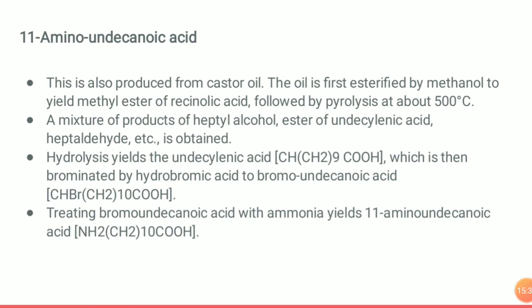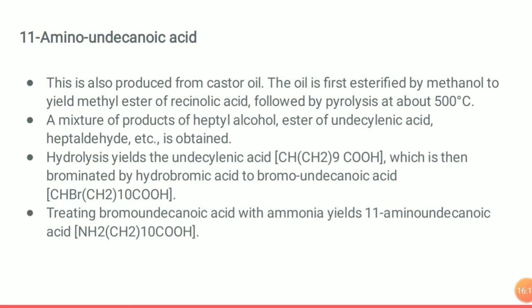Whatever castor oil we get from the castor is first esterified. An esterification reaction takes place, where we add methanol to it. After methanol we get ricinoleic acid, which is further pyrolyzed at about 500 degrees Celsius. A mixture of products, heptyl alcohol, esters of undecylenic acid and heptaldehyde, is obtained. After this process we get three products: heptyl alcohol, esters of undecylenic acid, and heptaldehyde.